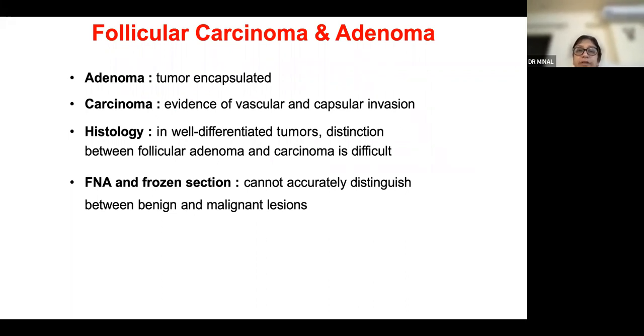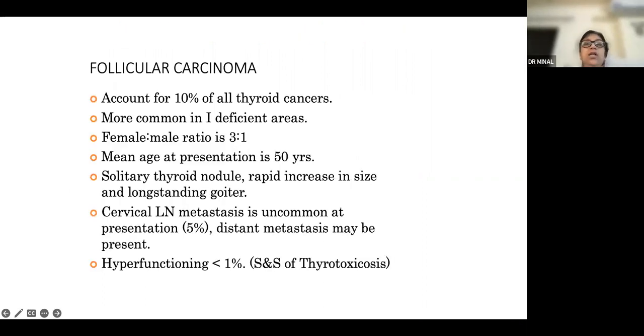So how do we differentiate? Follicular adenoma is the one when the tumor is still encapsulated. So when the capsule is intact, we say that it is just an adenoma. If the capsule has been evaded, there is invasion of the capsule, then we call it a carcinoma. But please remember, the histology or FNAC or the frozen section are not sufficient to tell you whether it is an adenoma or a carcinoma. So most likely, if it is a follicular variant and the size is more than 4 centimeters, we always suggest go for a surgery.